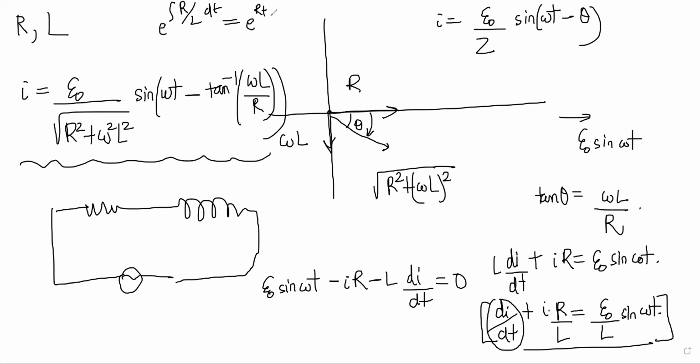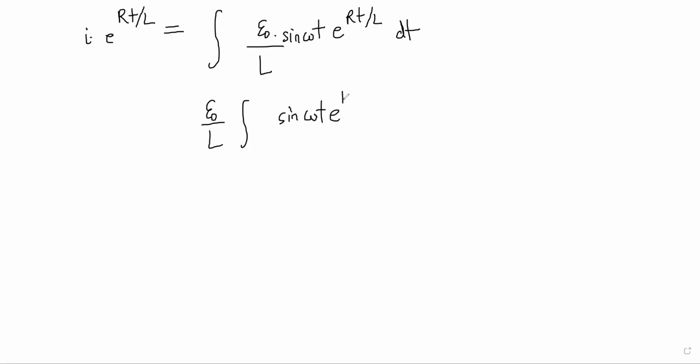So it will be e power Rt by L that you multiply on both sides. What you will get is the differentiation of I into e power Rt by L, so I into e power Rt by L will be the integral of E naught by L sine omega t e power Rt by L dt. And E naught by L can be taken out. You have again the same integral, sine omega t e power Rt by L dt. And I know the formula for this.